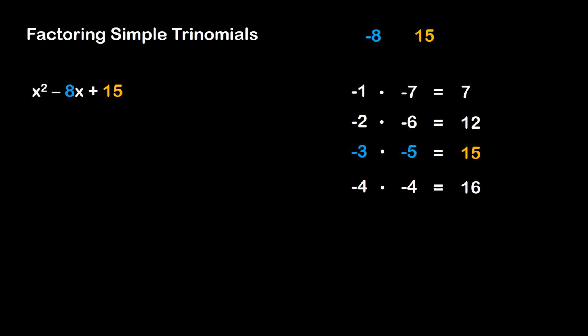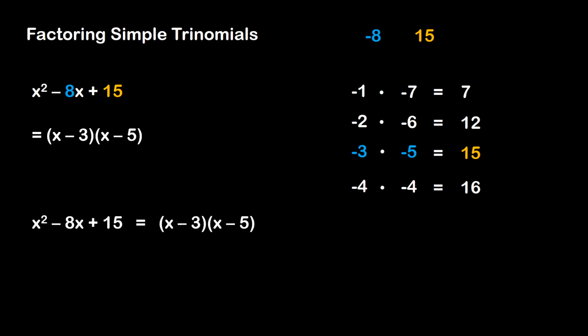Once again, we can write out bracket x bracket and bracket x bracket, and then our two numbers are negative 3 and negative 5, so we can put x minus 3 and x minus 5. So we have that x squared minus 8x plus 15 is equal to x minus 3 times x minus 5. In this case, x squared minus 8x plus 15 is the standard form of the quadratic equation, and x minus 3 times x minus 5 is the factored form of the quadratic equation.